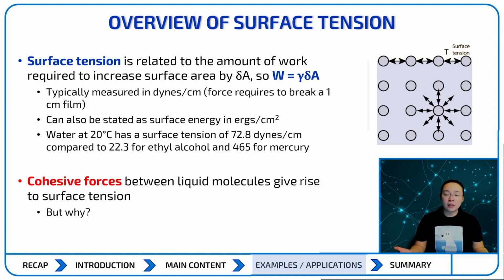Because they are all similar and they only have similar interactions, they're all going to want to connect closely together through cohesive forces and form what's called a surface film. This means that it's going to be more difficult to move an object through the surface than when it's completely submerged.